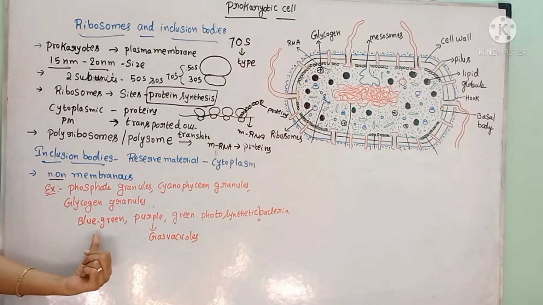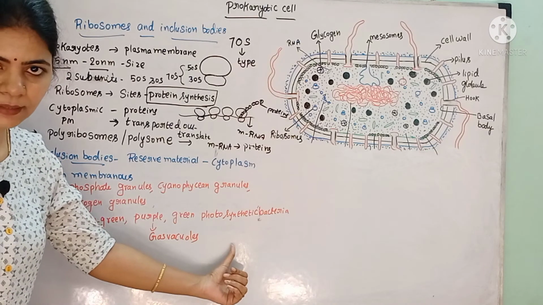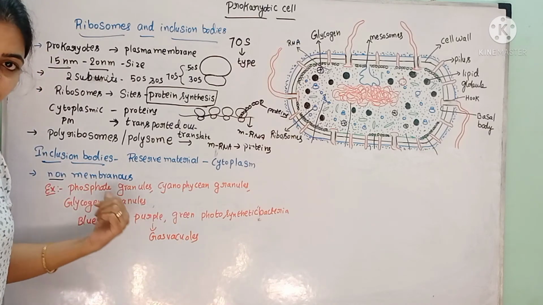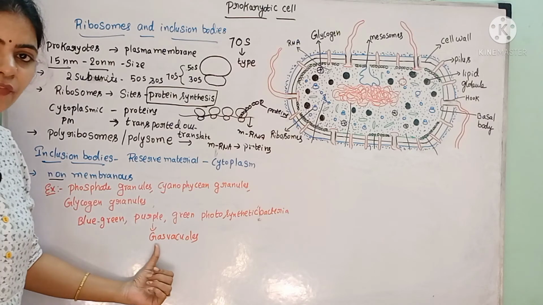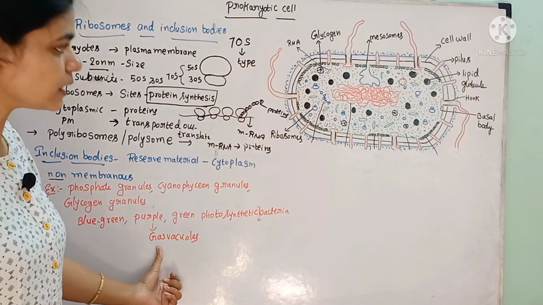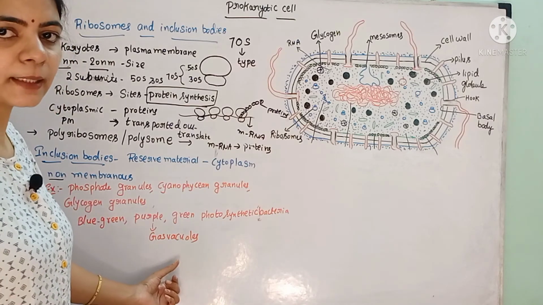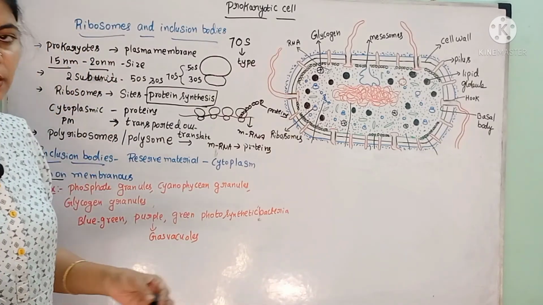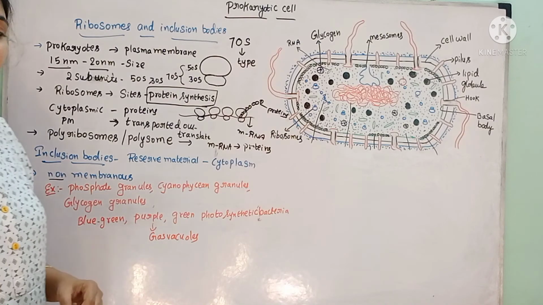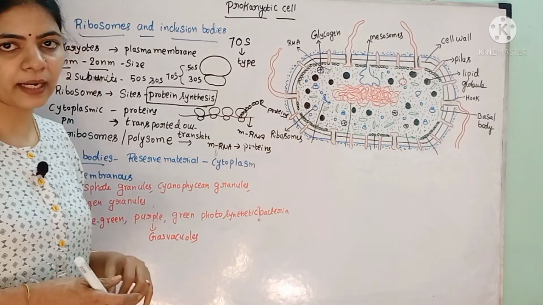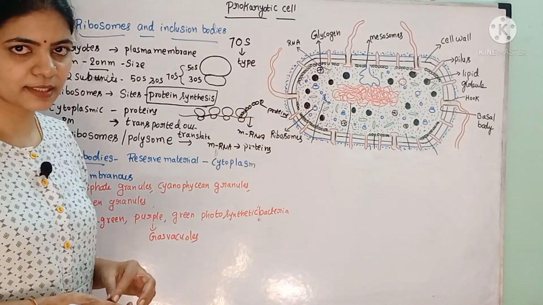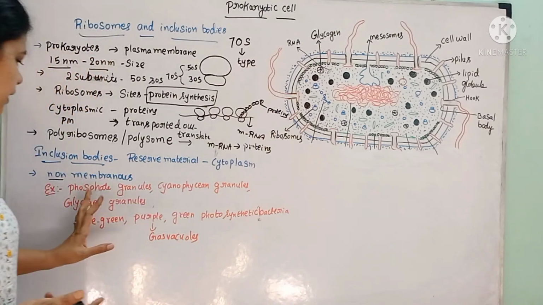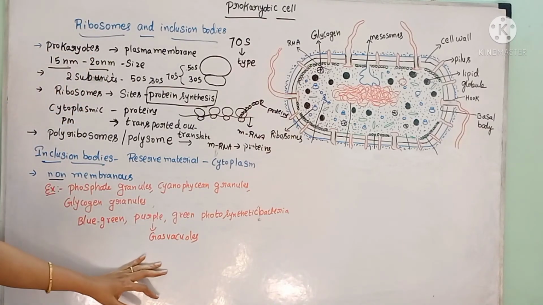In some bacteria, like blue-green and purple and green bacteria, in addition to these granules, they also contain gas vacuoles. When the bacteria are present in water, these gas vacuoles help the bacteria to float and provide buoyancy. So this is about the inclusion bodies and gas vacuoles.